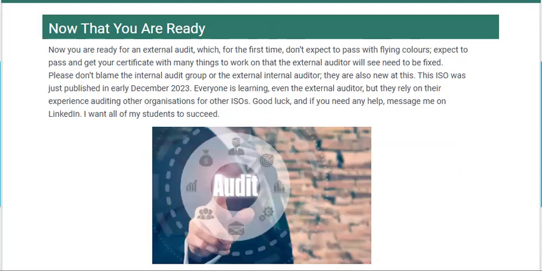Now you are ready for an external audit, which, for the first time, don't expect to pass with flying colors. Expect to pass and get your certificate with many things to work on that the external auditor will see need to be fixed. Please don't blame the internal audit group or the external internal auditor, they are also new at this. This ISO was just published in early December 2023. Everyone is learning, even the external auditor, but they rely on their experience auditing other organizations for other ISOs.